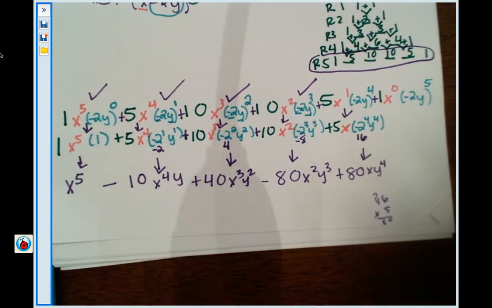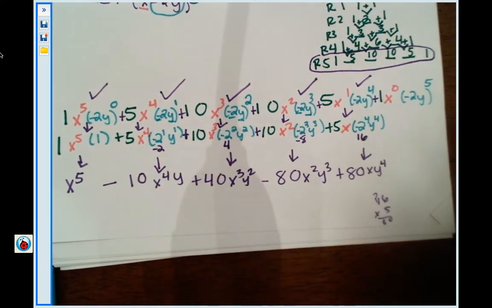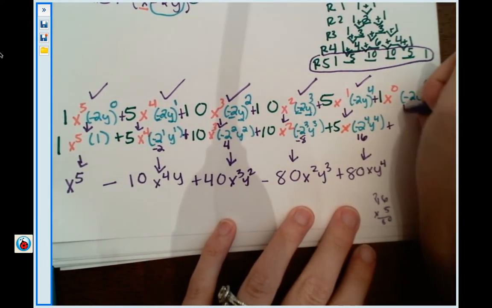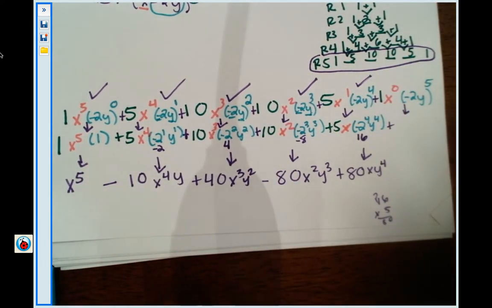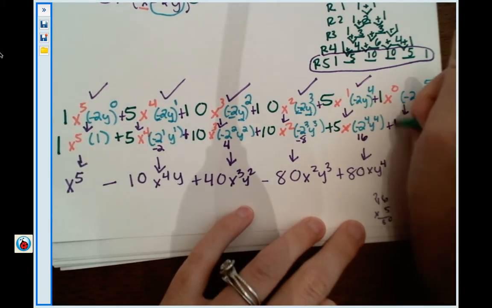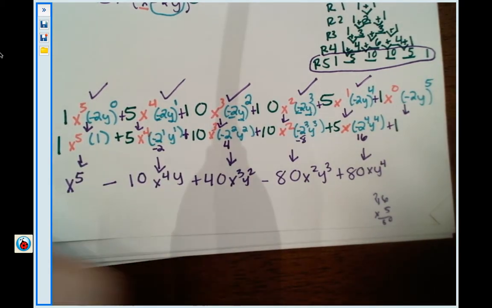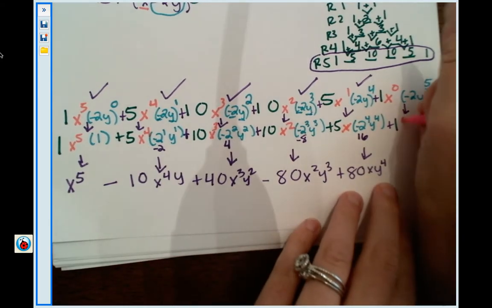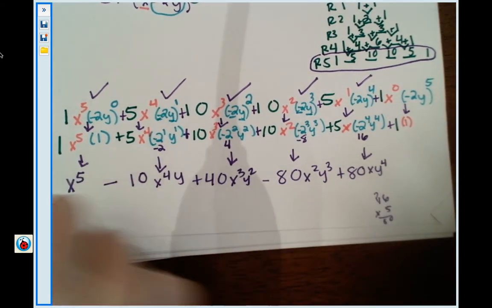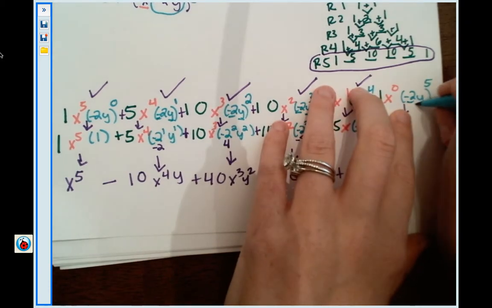All right, and finally, you guys, we just have one more. See, this isn't so bad. Okay, let's bring down our next term. We got our 1, our x to the 0. Anything to the 0 power is just 1. So this is 1. All right, and now I'm going to raise both of these to the 5th power.